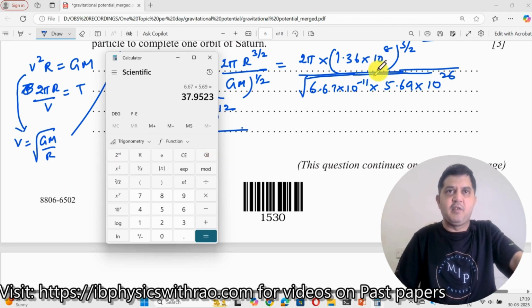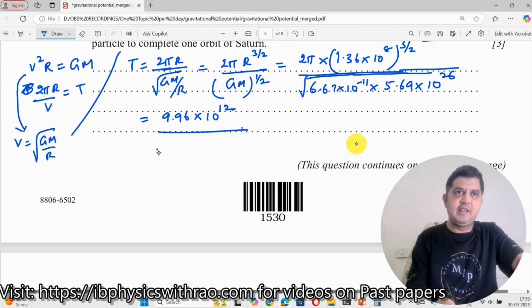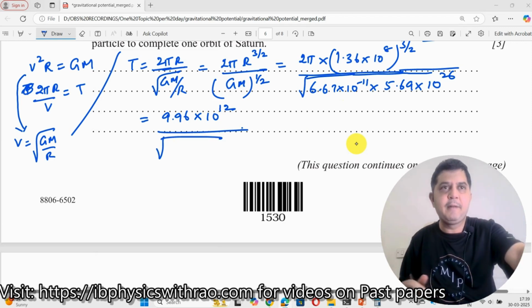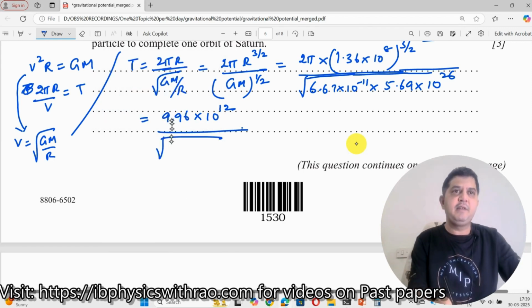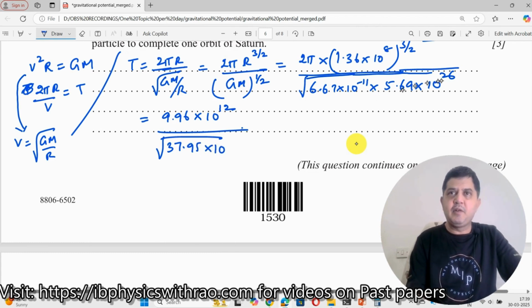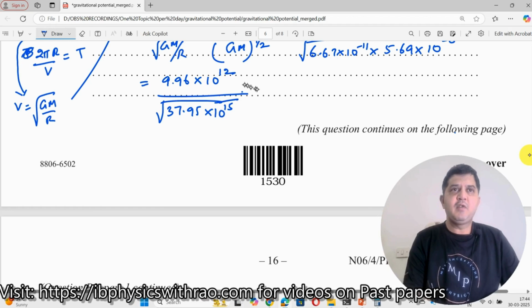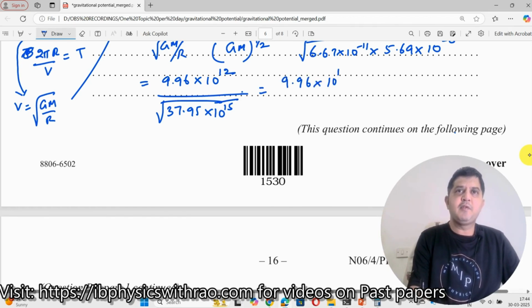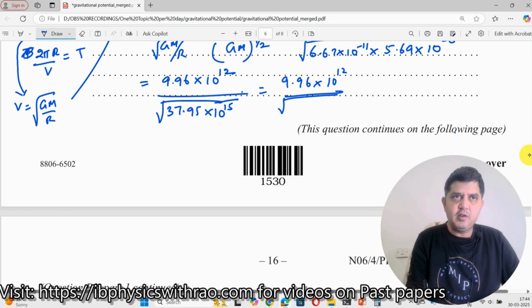Okay, first I'll write it down. That'll be easy for you to understand. Square root of 37.95 multiplied by 10 to the power of 15 over here, which I can now write as equal to 9.96 into 10 to the power of 12 divided by square root of 3.795 into 10 to the power of, I have taken 0.1 here, so this is 10 power 16.